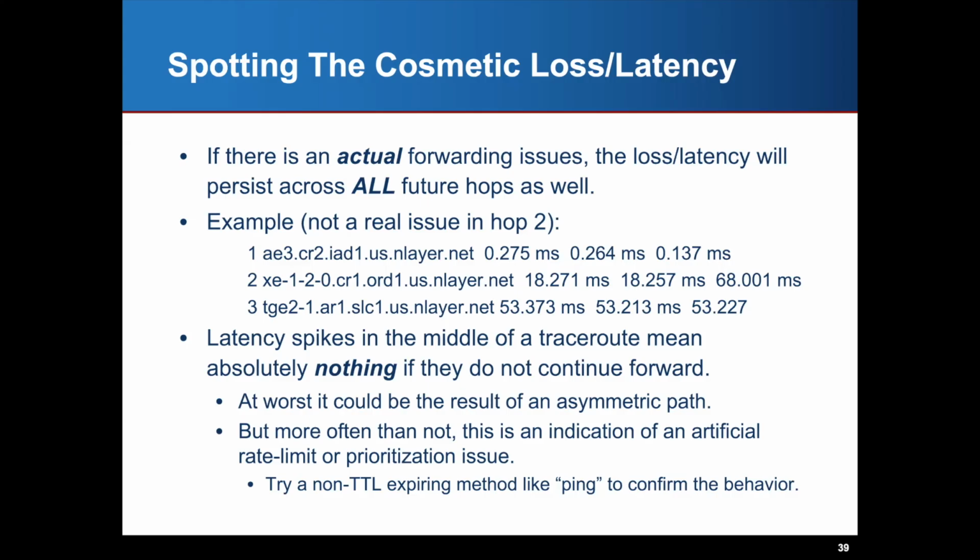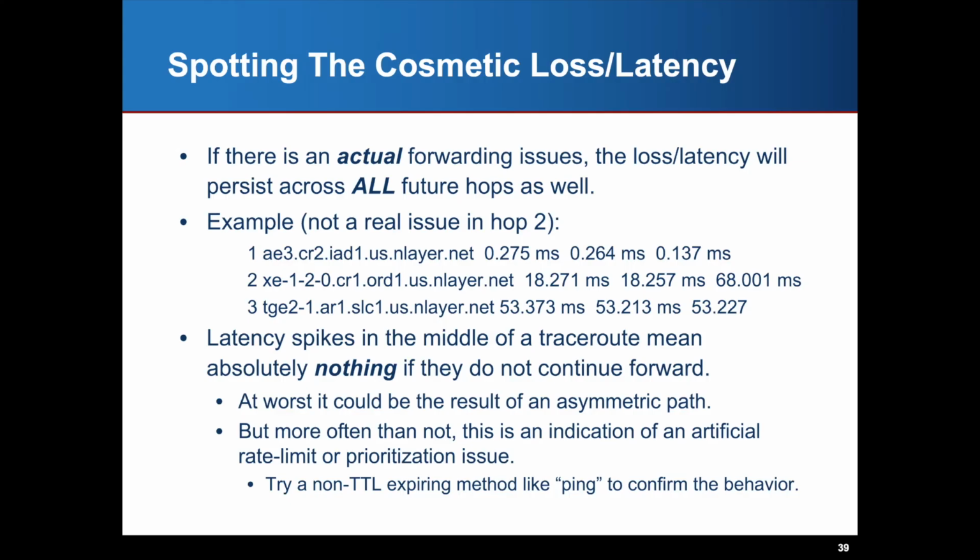So that's a normal fiber path, and then we go to 53 milliseconds to go from Chicago to Salt Lake City. So on hop 2, we see this jump to 68 milliseconds. And you might naively look at that and think, well, there's something wrong. There's something congested, or a number of packets occasionally are being queued, or there's some kind of an issue. But it turns out that if you look at hop 3, you see that issue didn't persist. It didn't carry forward into the next hop. Well, that means the issue was cosmetic.